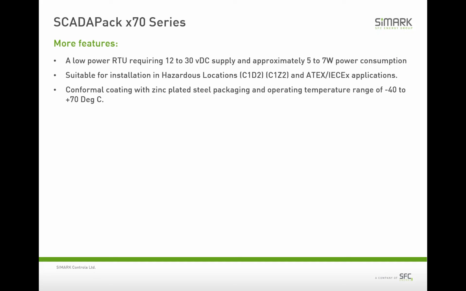Still supplying it conformally coated with zinc plating on the steel packaging there, and then still with a good operating temperature range of -40 centigrade or Fahrenheit to +70 centigrade or some 140 degrees Fahrenheit there. This is our fastest CPU that we've had inside of an RTU to date, and we also have more memory installed on board there to give you more access to data storage.